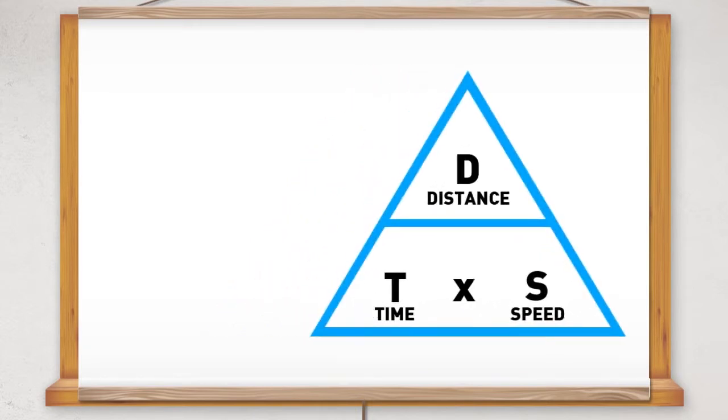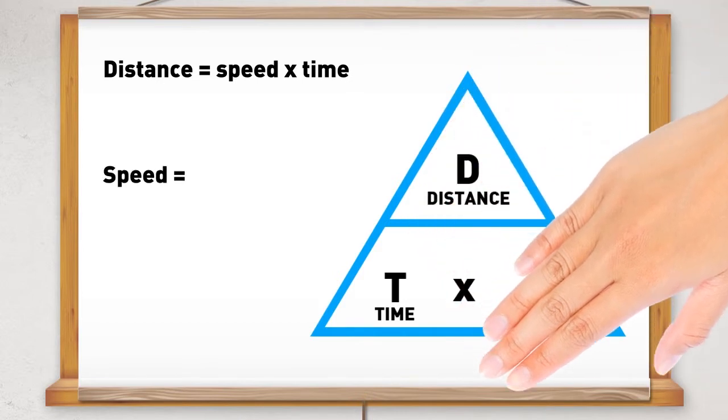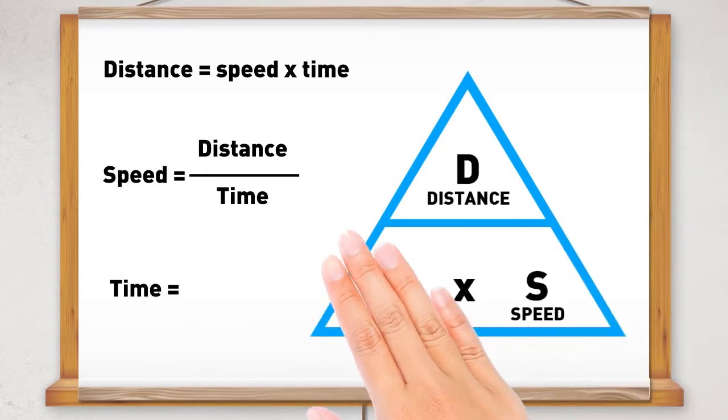To calculate the distance, cover up distance on the triangle, which leaves us with speed times time. To calculate the speed, cover up speed on the triangle, which leaves us with distance divided by time. To calculate the time, cover up the time on the triangle, which leaves us with distance divided by speed.